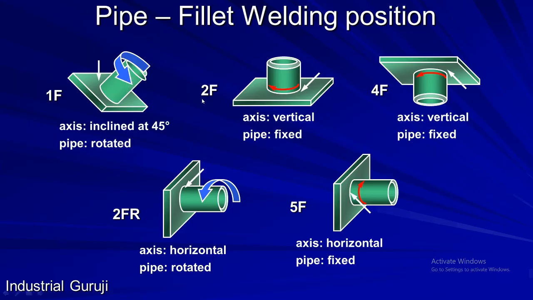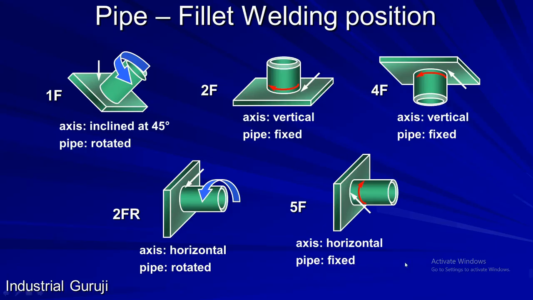Now for horizontal welding, there are two positions, that is 2F and 2FR. In both cases, pipe axis is horizontal, but in 2F, pipe is fixed, and in 2FR position, pipe can be rotated. Remember guys, this is the difference: in 2F position, pipe is fixed, and in 2FR position, pipe can be rotated. In 4F position, axis of pipe is vertical and weld is deposited from underside. In 5F position, axis of the pipe is horizontal but weld deposited is in vertical plane.